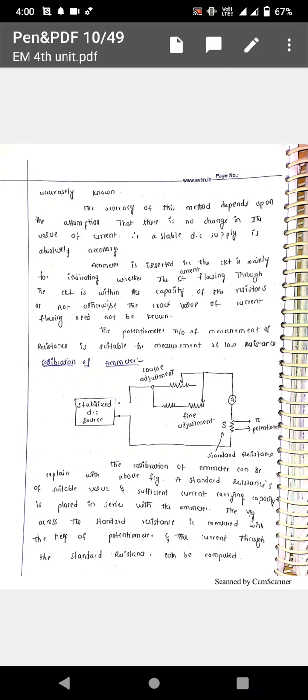Coming to the next application of potentiometer, calibration of ammeter. How to calibrate the ammeter by the use of potentiometer. A standard resistance is connected to the potentiometer. These two terminals are connected to the potentiometer.